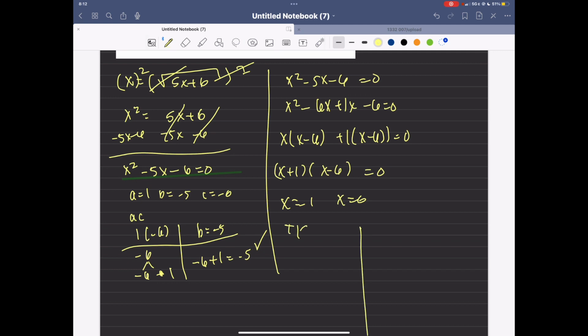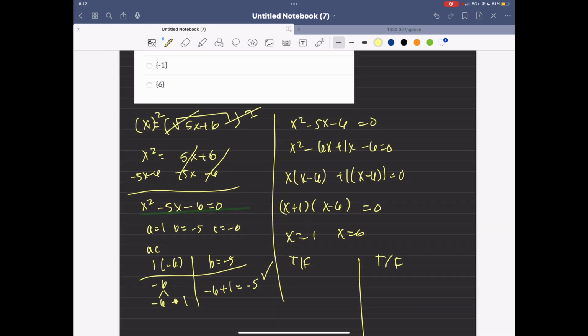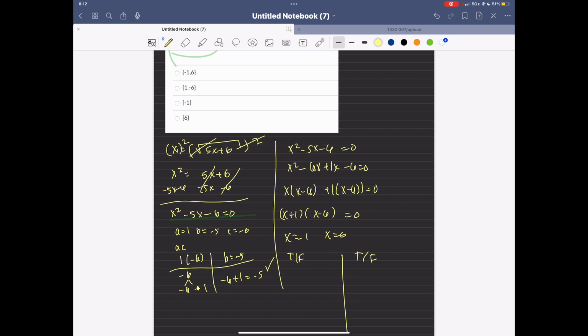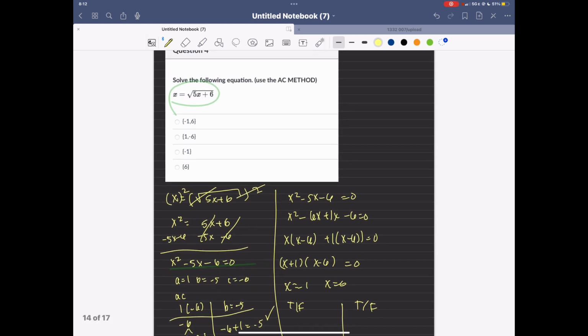So true, false, because you have to test the solutions back into the original equation. And the original equation is, again, in the green. This is what we're using, and these are the solutions.